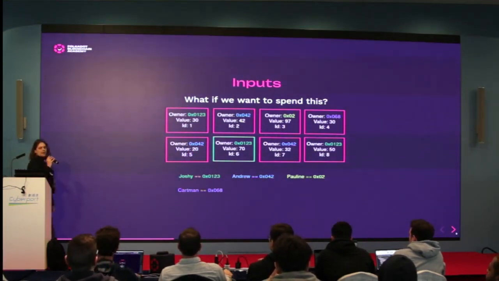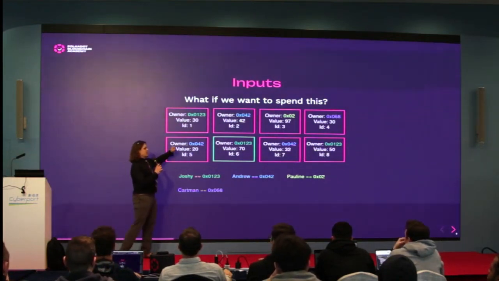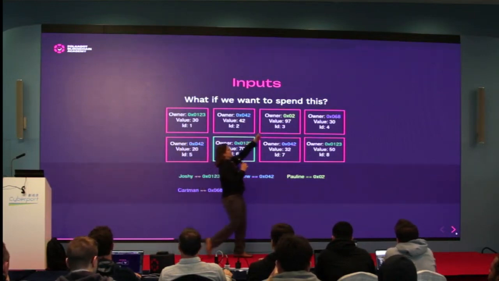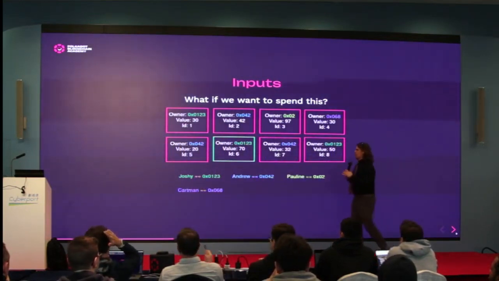Okay, and so when I go to build my transaction, I obviously can't just go spend this coin or this coin, because that one belongs to Pauline, and a good blockchain will prevent user X from spending user Y's money.